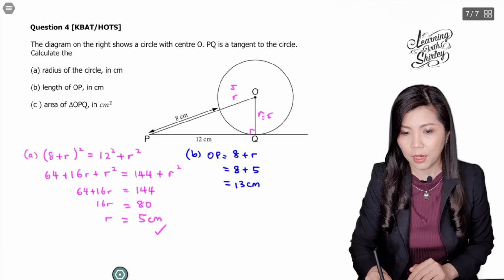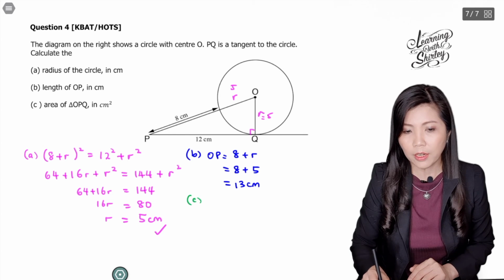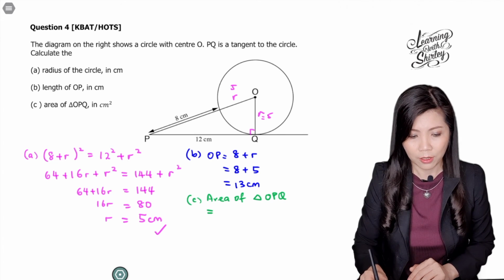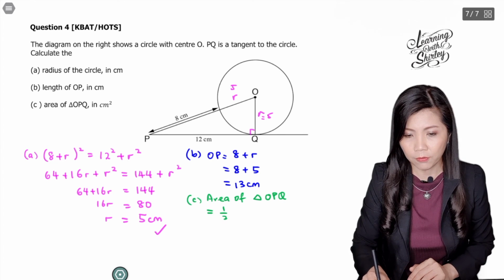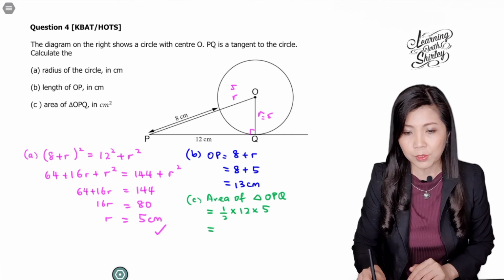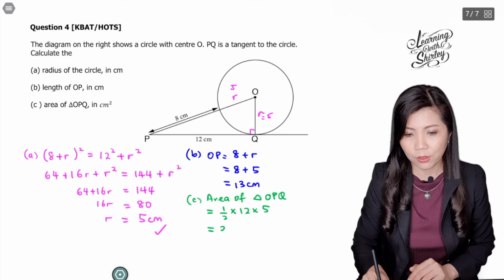Okay, so now let's solve for the next one. So for C, find the area of triangle OPQ. So area of triangle OPQ is equals to half times base times height, because it's a right angle triangle. So half times, the base is 12 times the height, which is 5. So equals to half times 12 is 6. 6 times 5 is 30. Okay, so 30 and the unit is cm squared. So that's the answer.